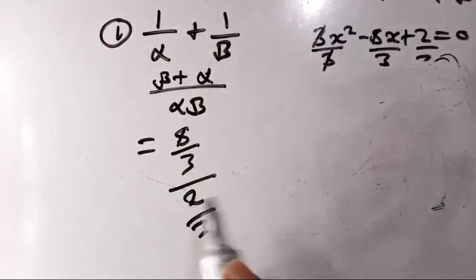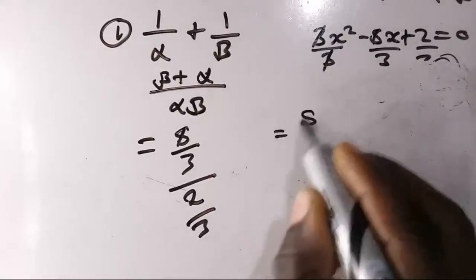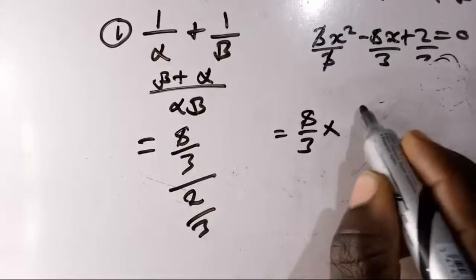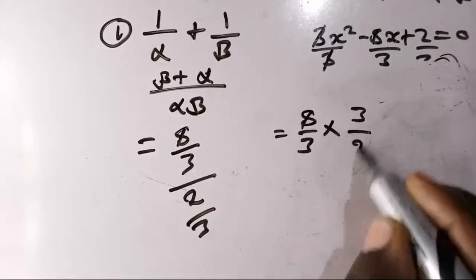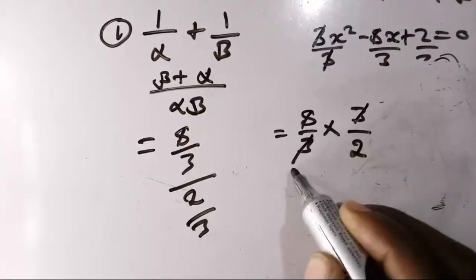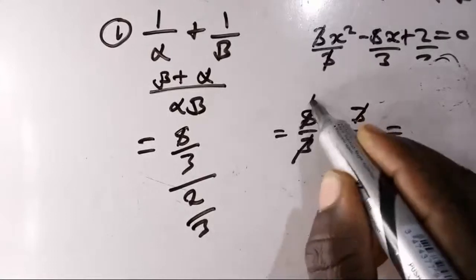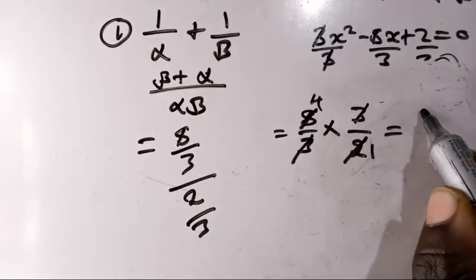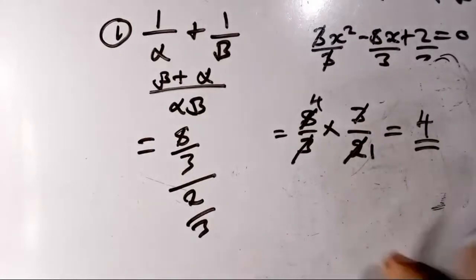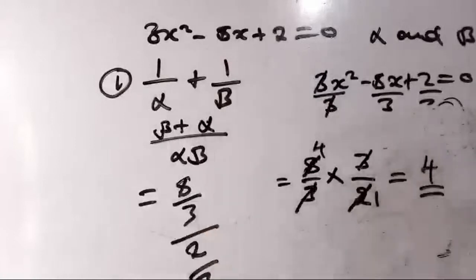This is a division here. So we are going to say 8 over 3 times, when you multiply, 3 will come on top, then 2 down, in which we are going to have 3 times 3, then 2 times 2, which is 4. Then the value for alpha and beta is 4 for this question here.